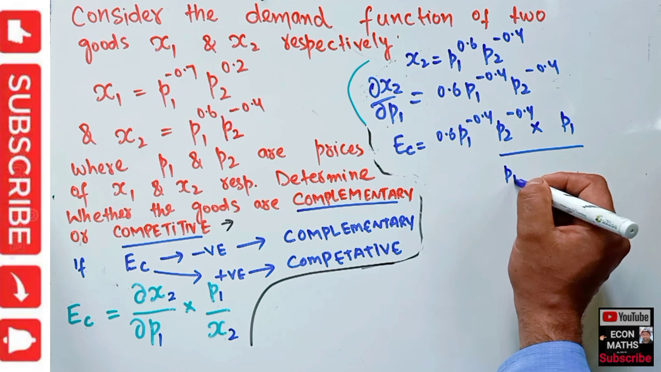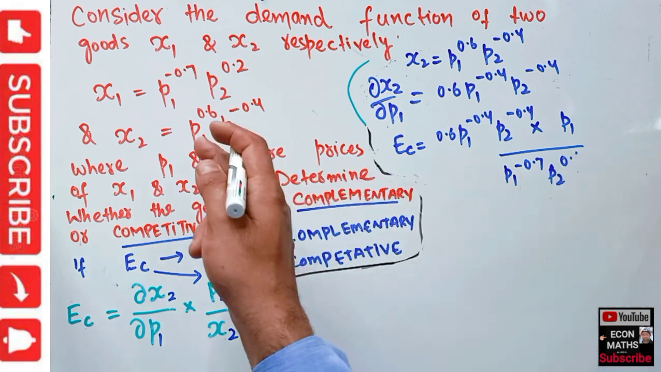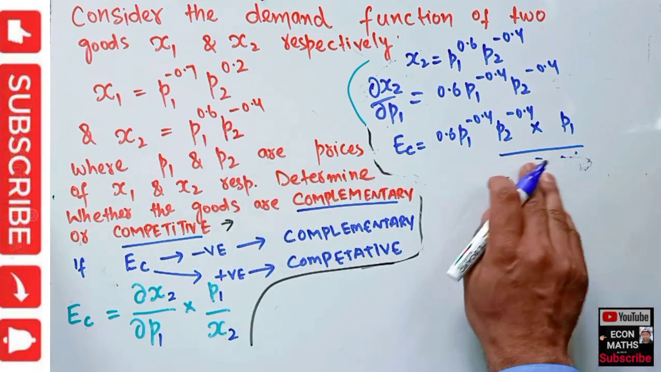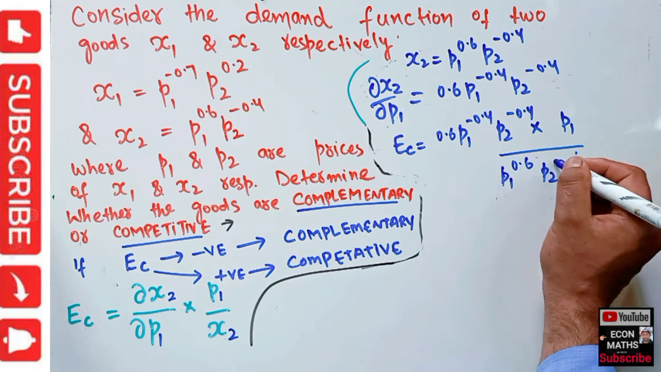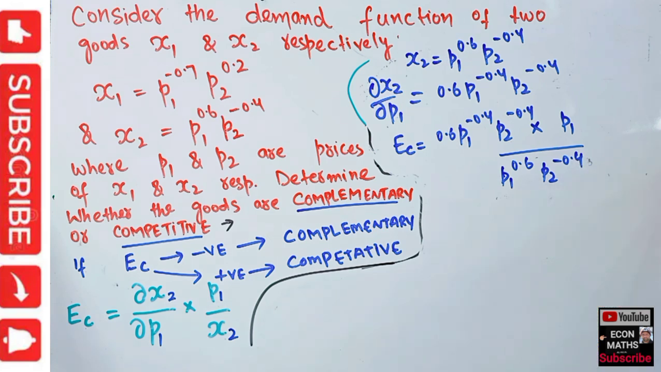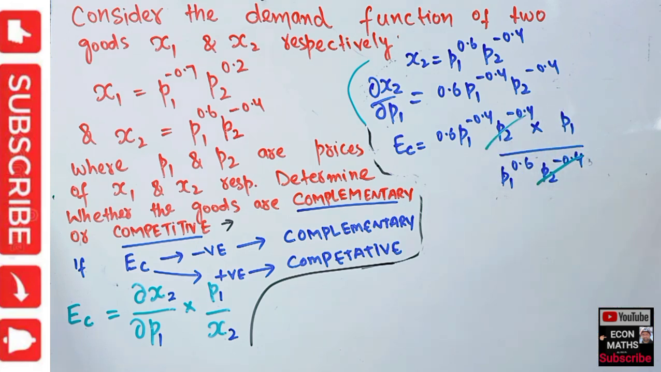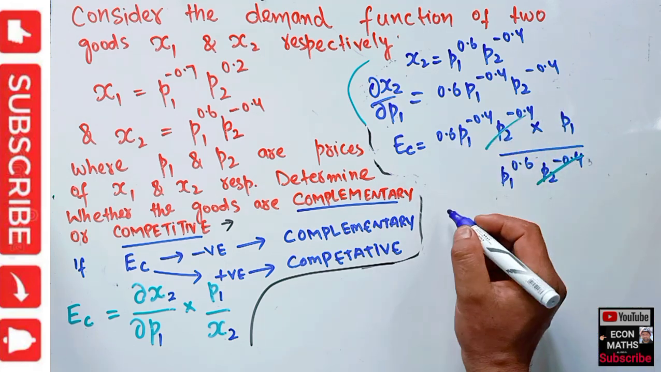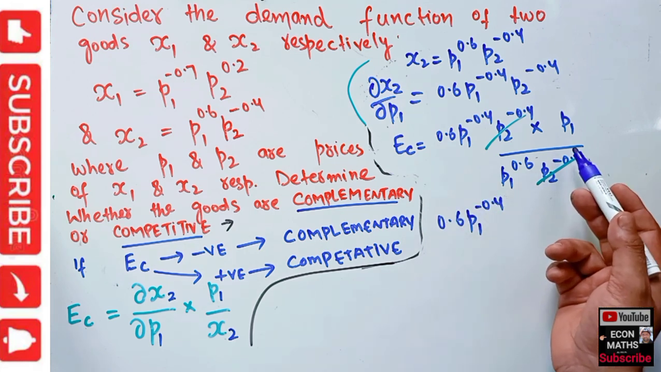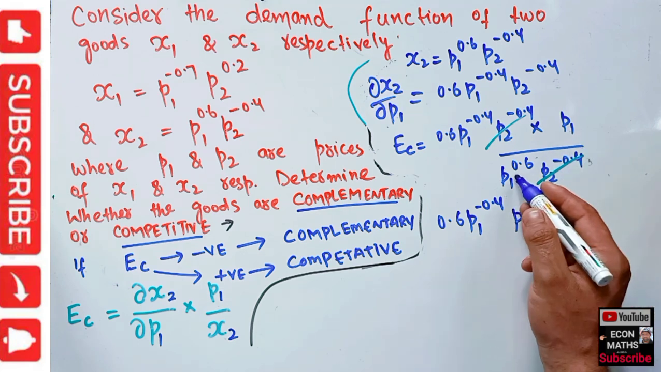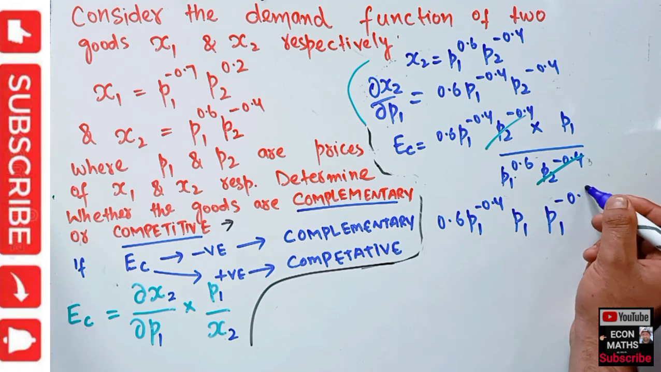X2 is p1 raised to the power 0.6 and p2 raised to the power minus 0.4. Here you can see this p2 and this p2 get cancelled. We are left with 0.6 p1 raised to the power minus 0.4, then we have p1 and then this p1. If I transpose, the exponent sign changes, so we have p1 raised to the power minus 0.6.